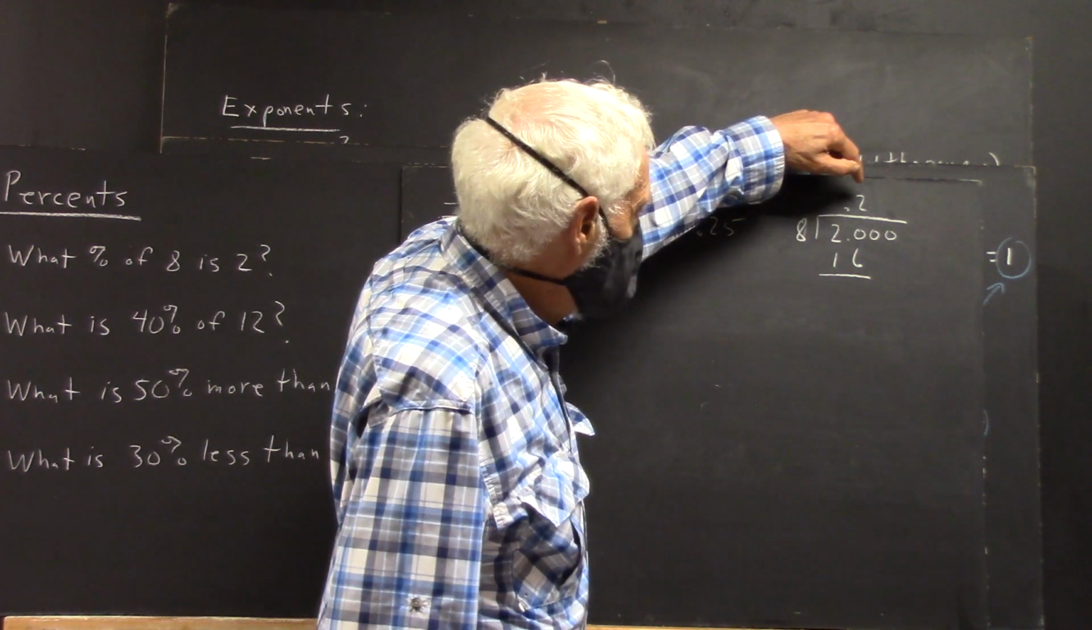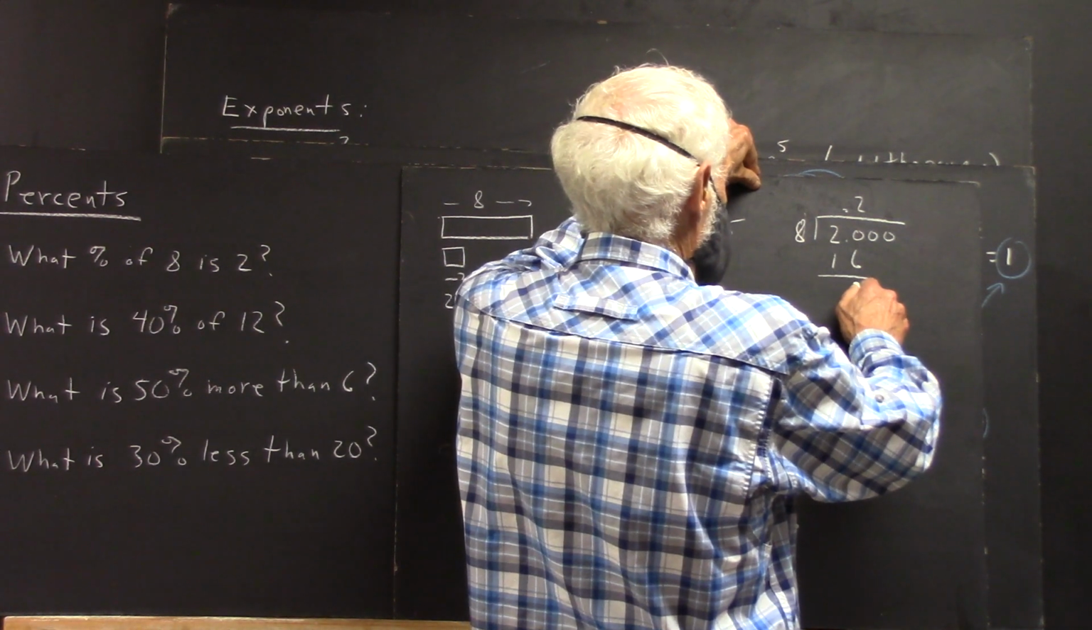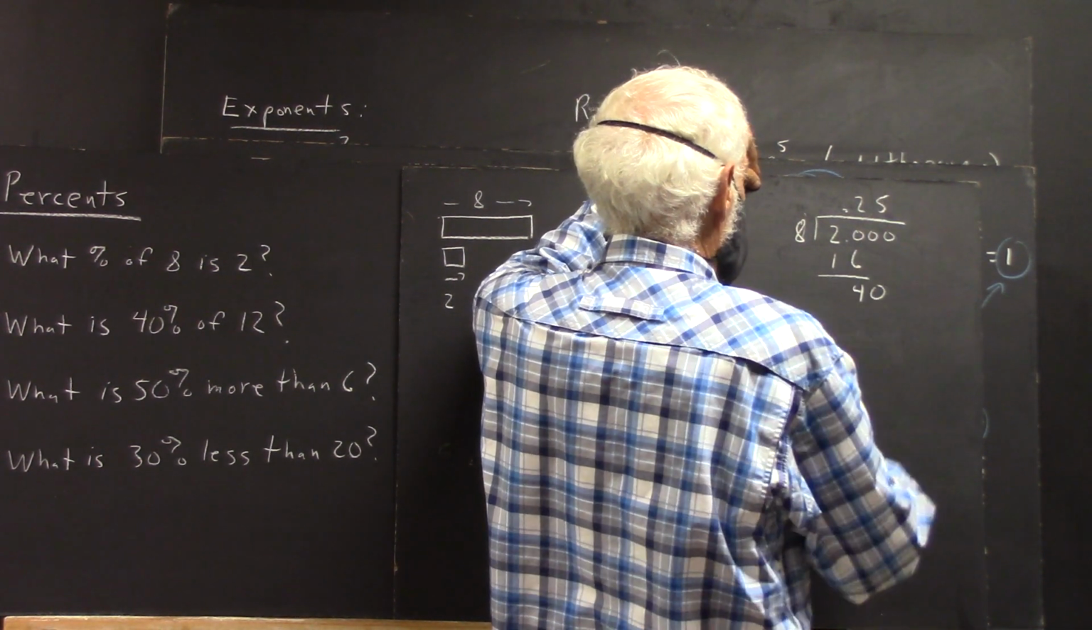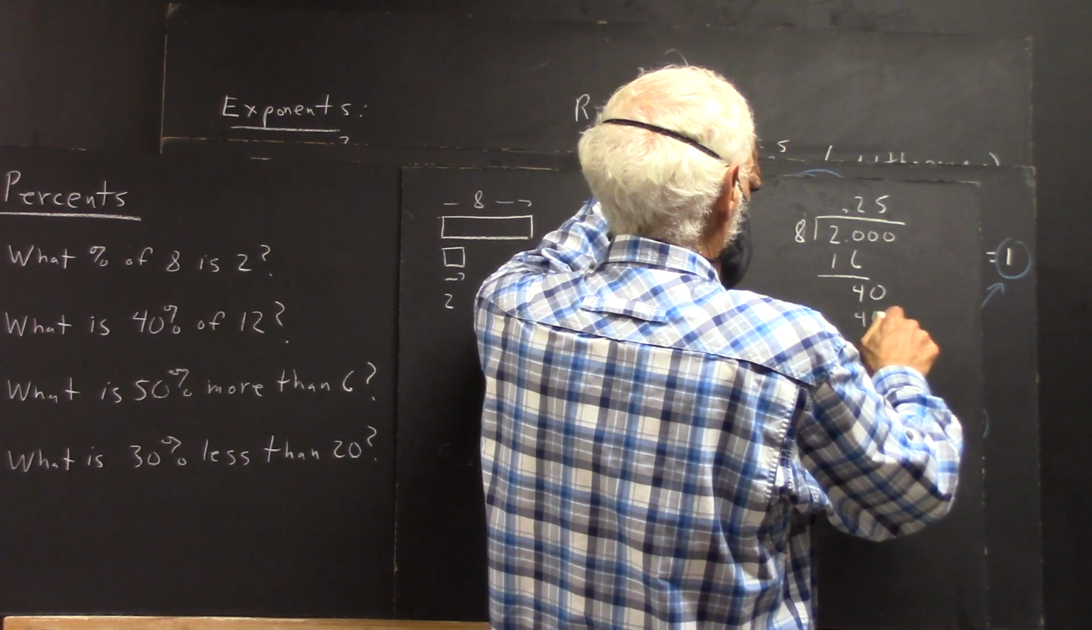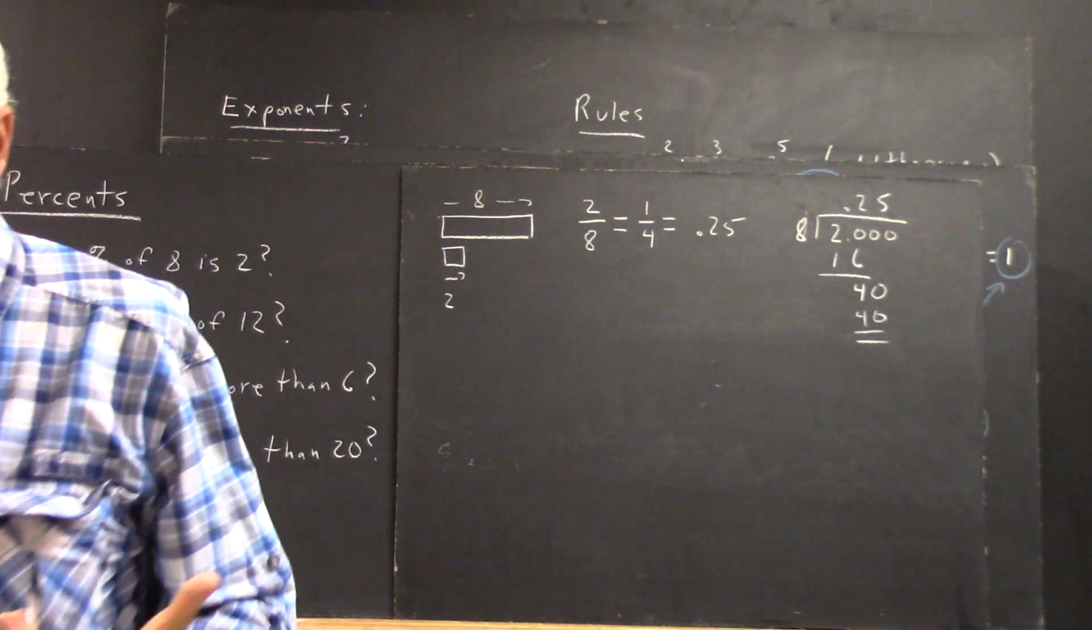Okay, so anyhow, 2 times 8 is 16. You subtract the 16 from the 20, and you get 4. You bring down the 0, and you get 5. 5 times 8 is 40. There you got it. Look familiar?